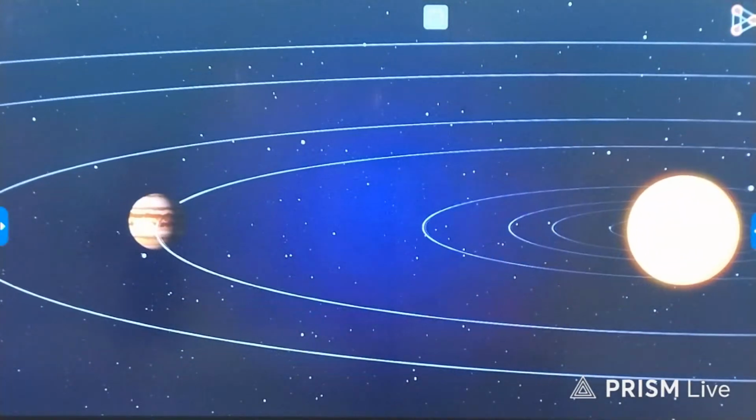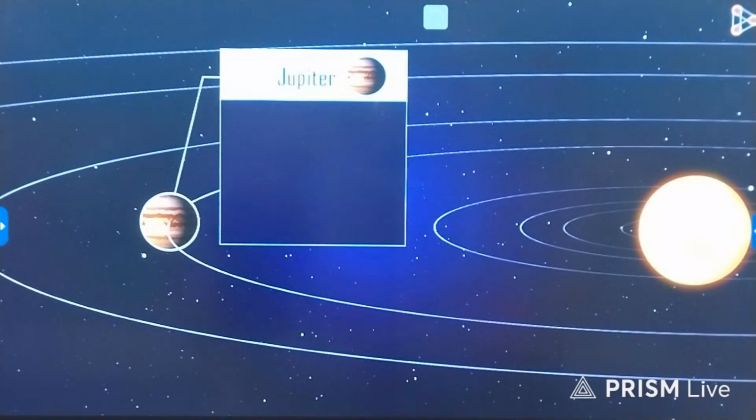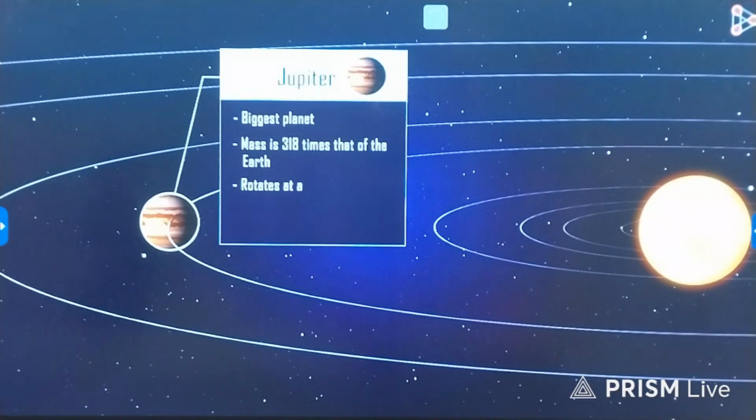What's the fifth one? It's Jupiter. This is known to be the biggest planet in the solar system. In fact, it is so large that you can actually place 1,300 Earths in this massive planet. What about its mass? Its mass is said to be 318 times that of the Earth. It also rotates at a super fast speed around its axis.